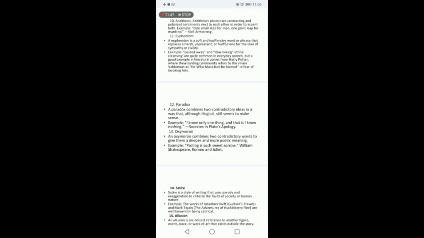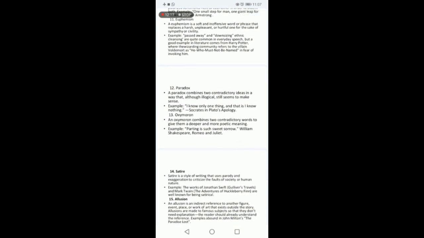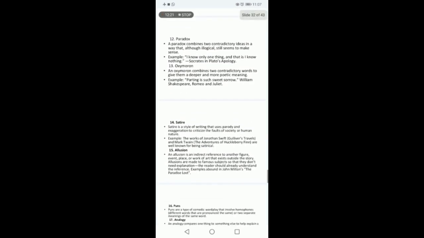That's Socrates. And then we have oxymoron, which combines two contradictory words to give them a deeper and more poetic meaning. Example, parting is such sweet sorrow. Talking about oxymoron, it talks about two contradictory words, sweet and sorrow, used together in expressing this. Whereas paradox talks about two contradicting ideas. So here we are talking of contrasts, but one is for ideas, one is for words. So you take notes.